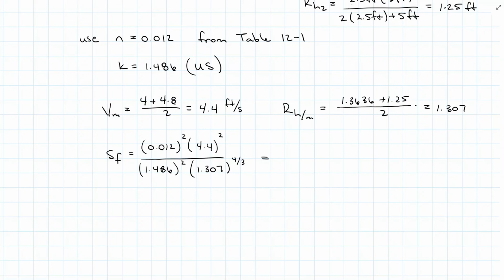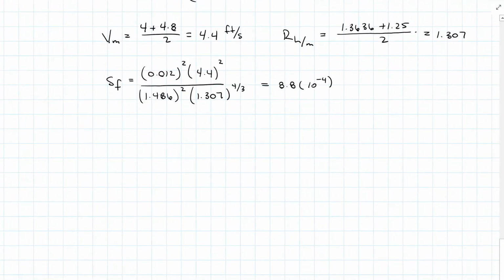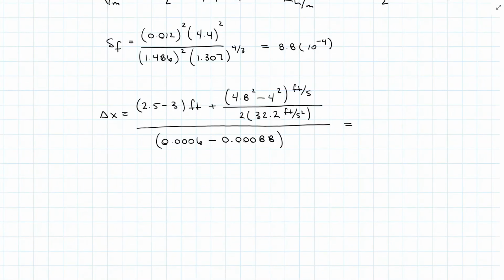Plugging this into our energy grade line slope, I get 8.8 times 10 to the negative 4. And I could take that information and plug it into my change in length. Plugging in all my values, I get a final answer of about 1,395 feet. That's how long it's going to take for that new depth to be acquired.